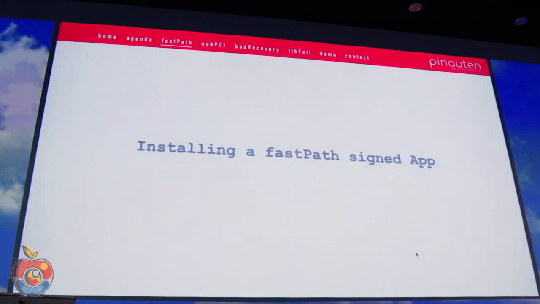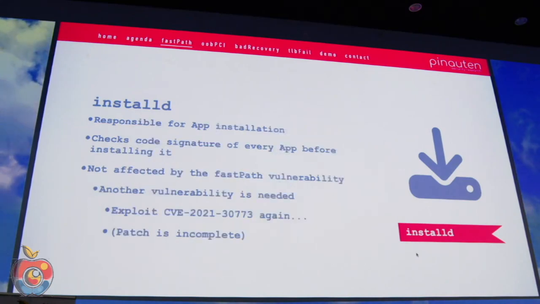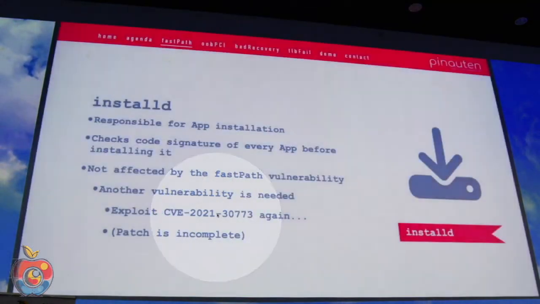Now, the next problem is, imagine that we have an app signed using the fastpath vulnerability. The problem is, how do we get it onto the device? We have installd, which is responsible for app installation. And it does check the code signature of every app before installing it. And it is not affected by this vulnerability because it does a proper code signature check. So we need another vulnerability. Or do we? We can also just exploit this vulnerability again, which you might note from Fugu15.